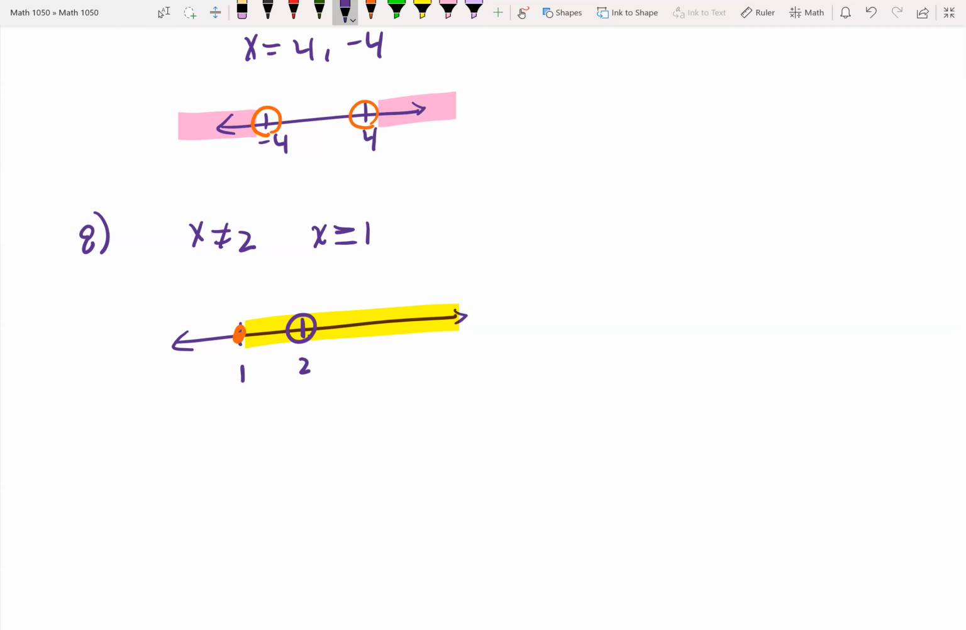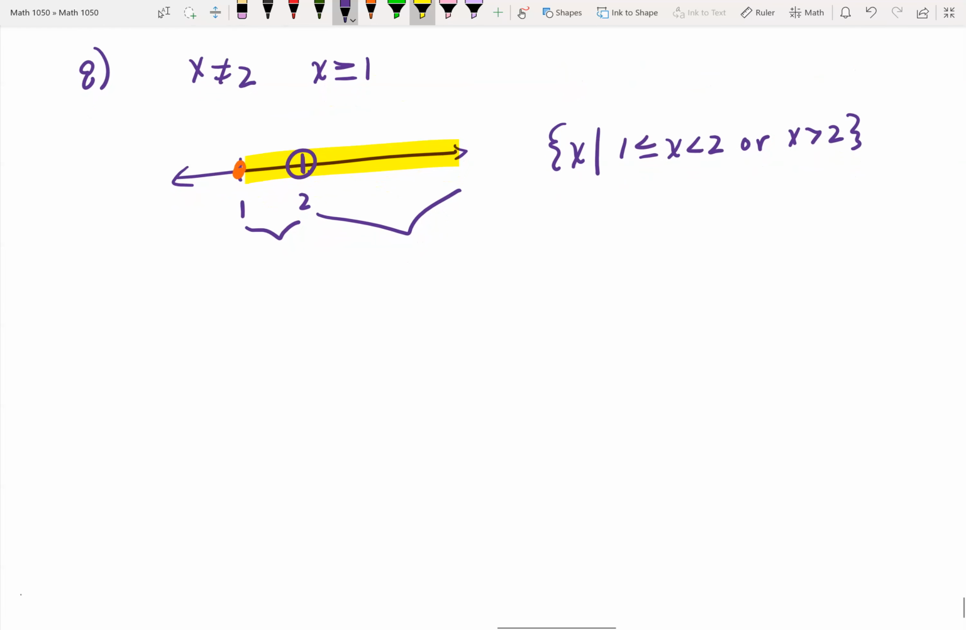So if you're writing this in set notation, you would say x such that, and then I would say 1 is less than or equal to x is less than 2, or x is greater than 2, like that. So I said between those two, parentheses on the 2, or bigger than 2, okay? That's your answer, and you're done.